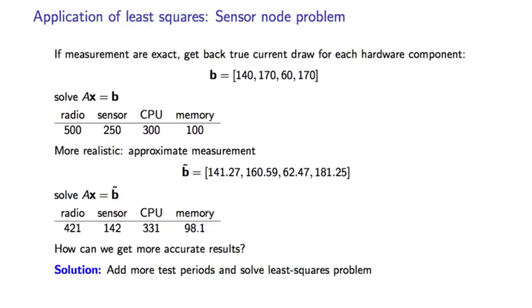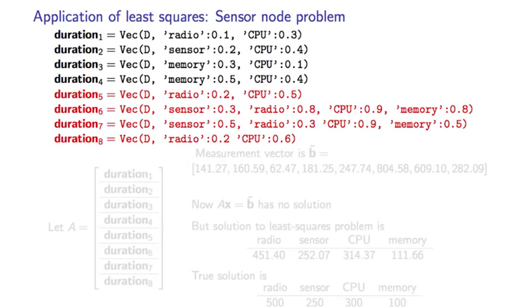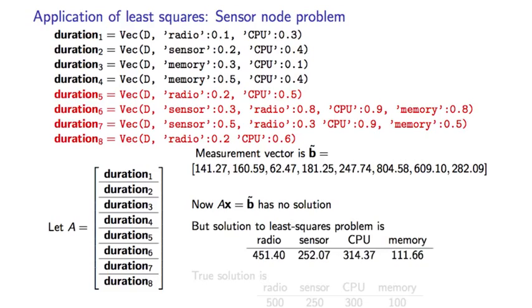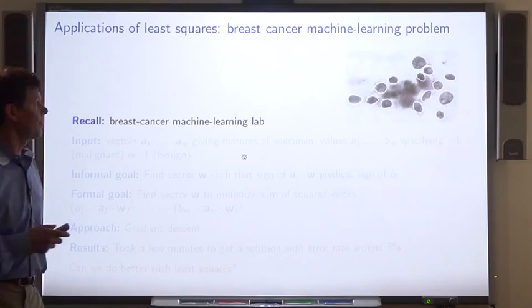We need to collect more data. We add some test periods. Here we've added 4 test periods and collected the additional data. The measurements are still only approximate. Now when we form the matrix vector equation AX equals tilde B, we find it has no solution. Because of the approximation, the constraints conflict with each other. However, we can find the least squares solution, which gives us more accurate estimates of the current draw for each hardware component. Once again, collecting more data and using least squares gives us more accurate outputs without having to improve the accuracy of our inputs.